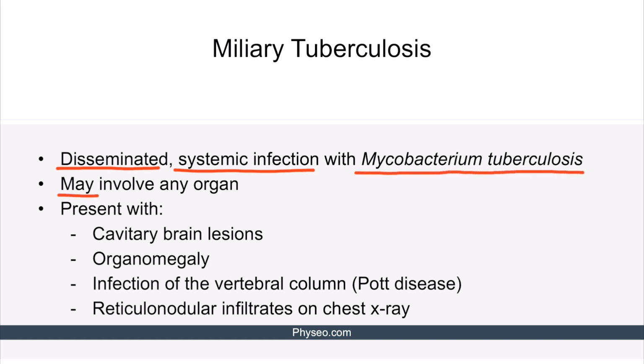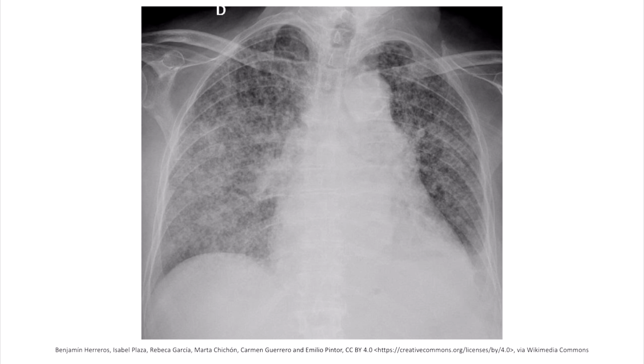Although the pathogen may spread to involve any organ, patients with miliary TB typically present with either cavitary brain lesions, signs of organomegaly, infection of the vertebral column, which is known as Pott disease, or reticulonodular infiltrates on their chest X-ray. Here's a chest X-ray depicting the characteristic pulmonary findings in a patient with miliary TB.